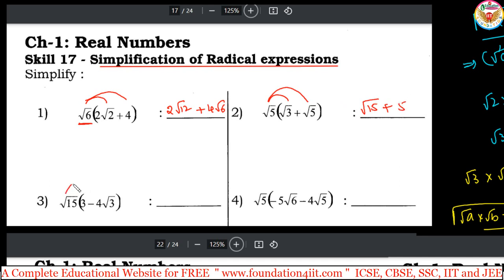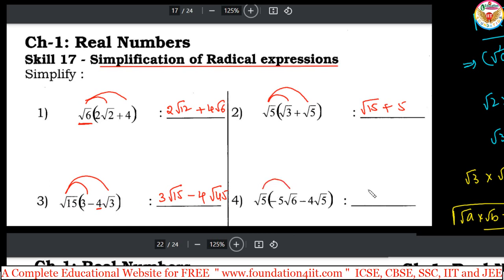Next, the third one: root 15 into 3. So just 3 into root 15, side by side. Minus root 15 into 4 root 3. Minus 4 as it is. This is the rational number. Irrational numbers you can multiply: 15 into 3, so root 45. Okay, this is the way you can do it.